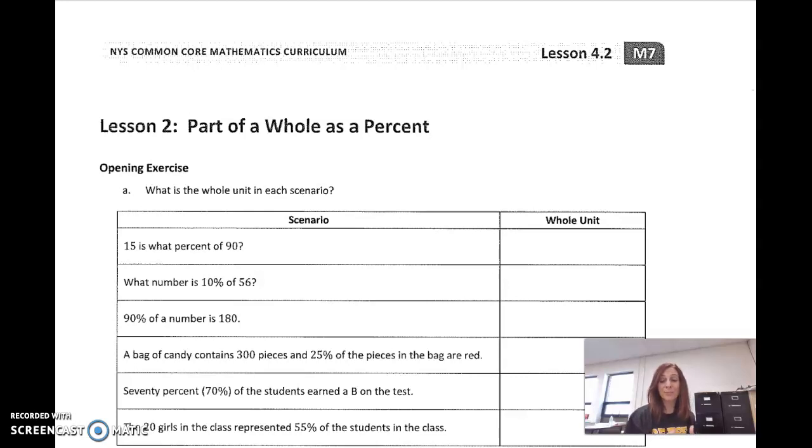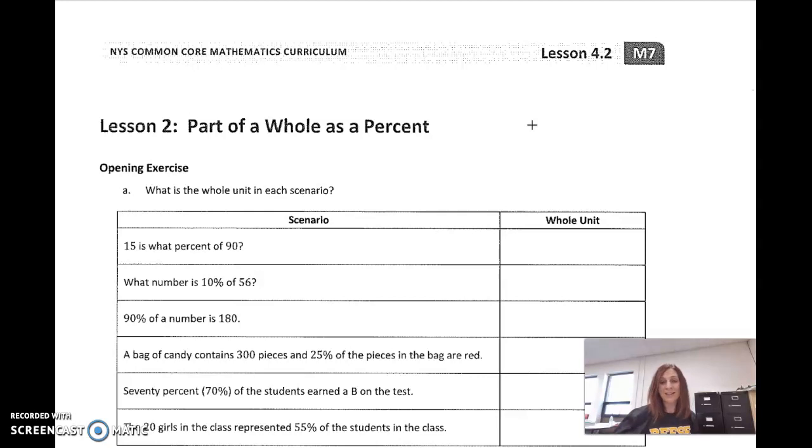Module 4, remember, is on percent and proportional relationships. So in lesson 4.1, we talked about what percents are and converting them, maybe between decimals and fractions. And now we're going to talk about part of a whole as a percent. Remember, we said percent is a part out of 100.